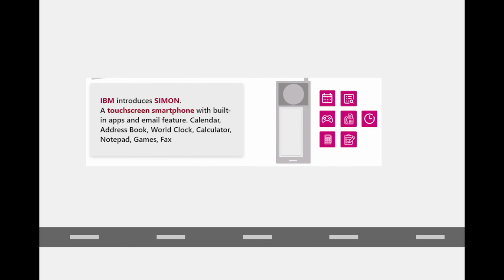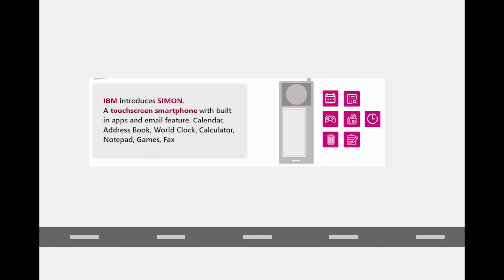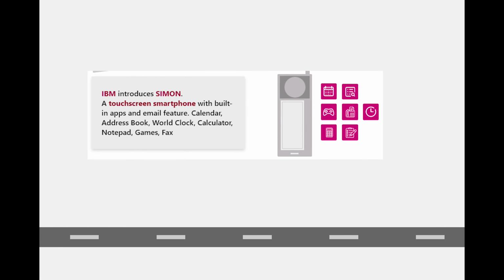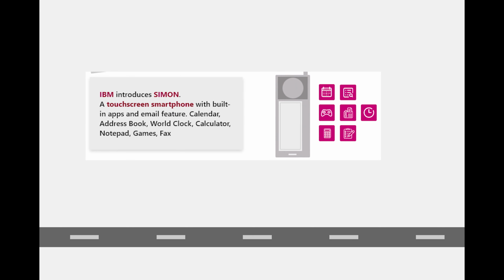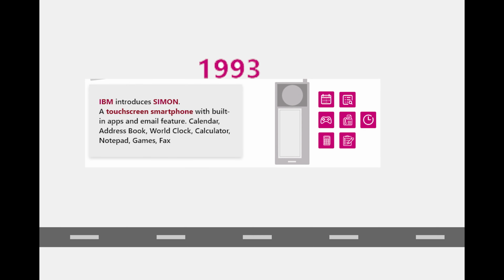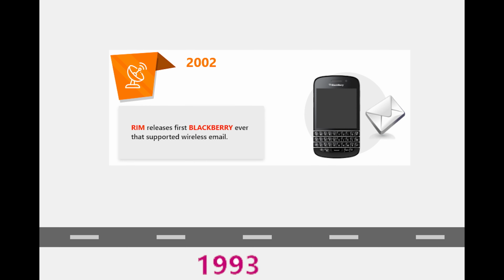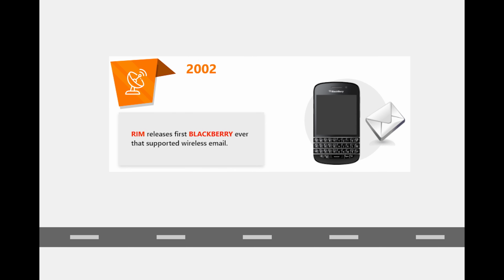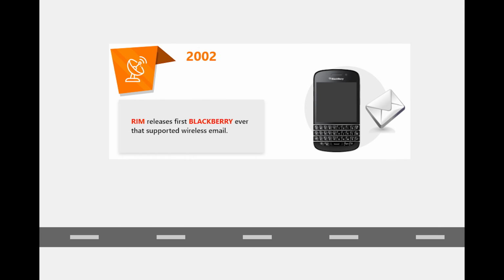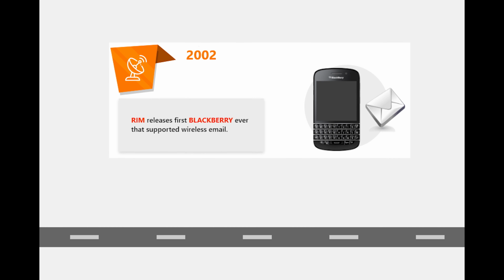IBM produced the first ever touchscreen smartphone, which was called the Simon. It had your usual email, calendar, address book, and a calculator. These were game changers at the time because it was 1993. Fast forward a few years later, the first BlackBerry was released, and it shook the world because it was different in the way it works. It was mainly for wireless emails.